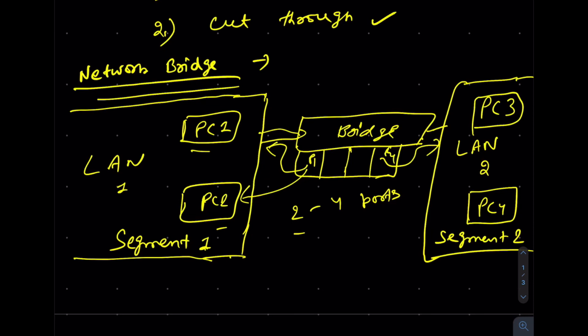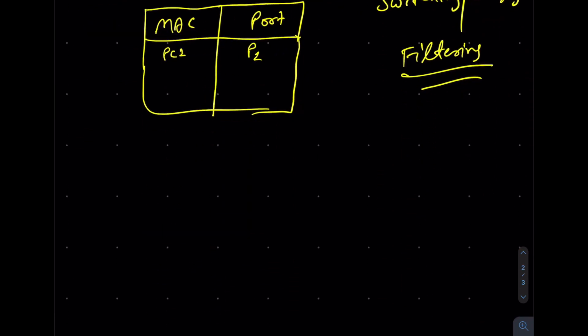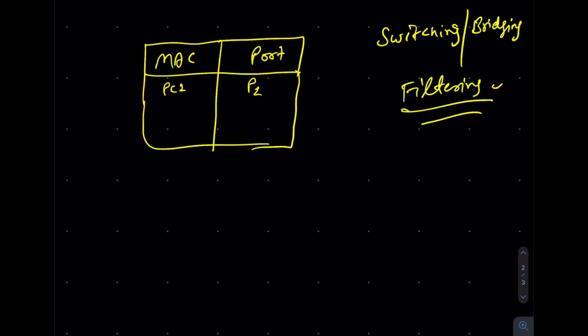Okay, it can also do filtering. Filtering means if a packet comes on port P1 and it has to go to PC4, which is on port P4, the bridge will make a filtering decision inside it. It's a software decision because there is software running along with the bridge, so there will be some daemon running. It will decide that it's a different segment, so I don't have to forward the packet to this. That's called filtering.